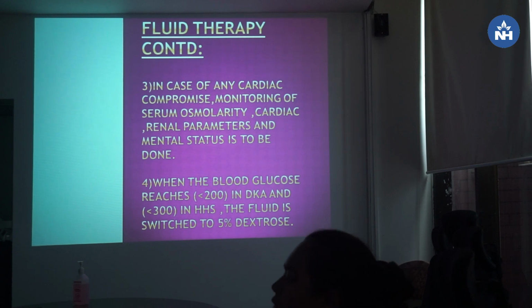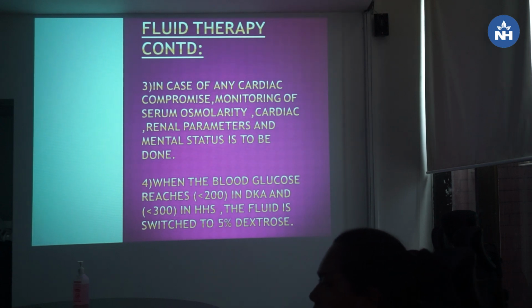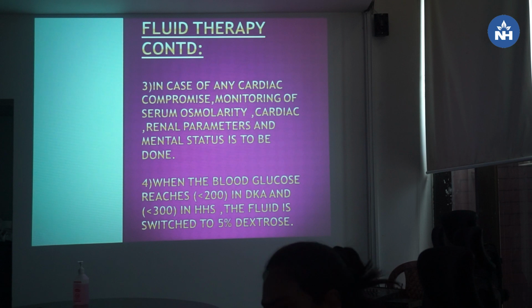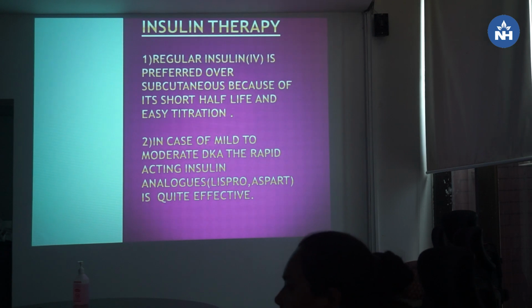In case of any cardiac compromise, monitoring of serum osmolarity, cardiac and renal parameters, and mental status is to be done. When the blood glucose reaches less than 200 in DK and less than 300 in HHS, the fluid is switched to 5% dextrose. Why is that?